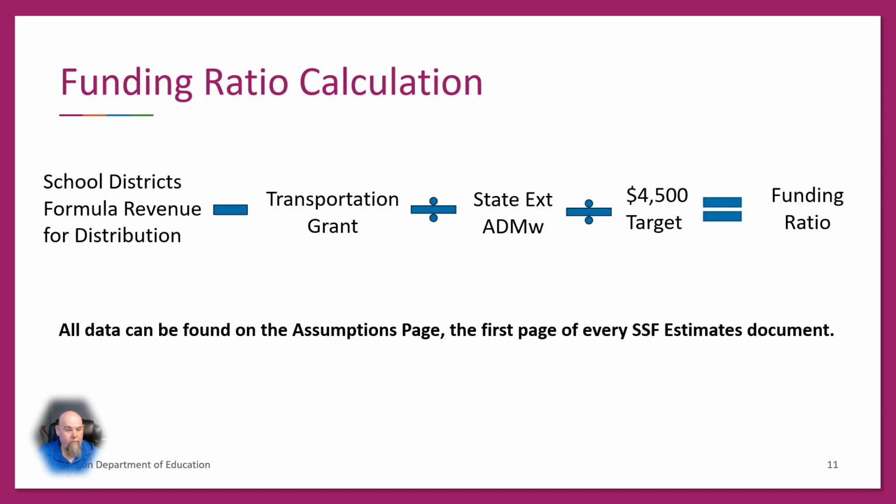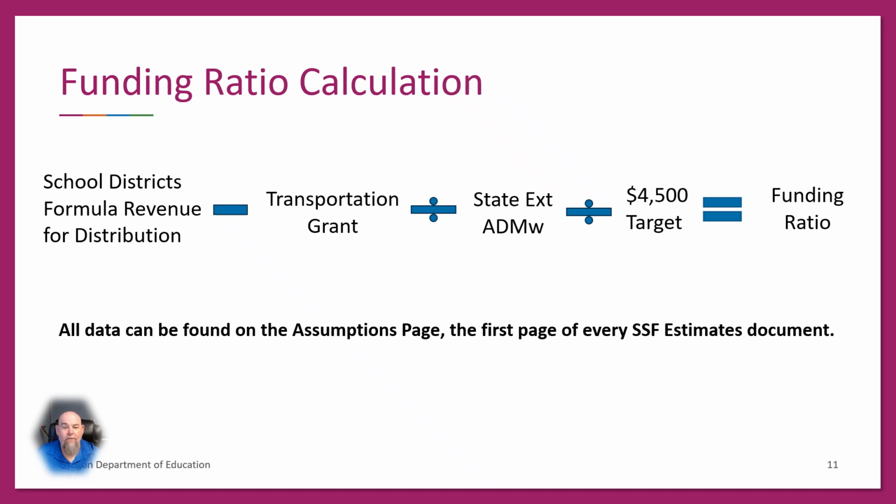How do we determine the funding ratio? Again, the formula in state statute does not account for the entire amount available, so we apply a funding ratio to ensure we are distributing the entire amount available. To get the funding ratio, we take school district's formula revenue for distribution minus the transportation grant, divided by state extended ADMW, divided by the state target of $4,500.